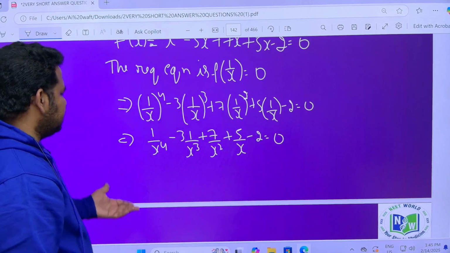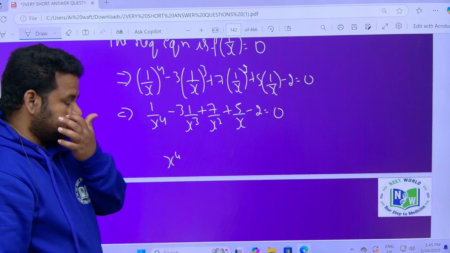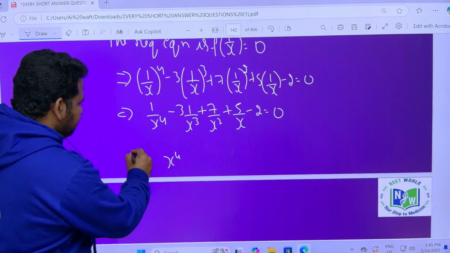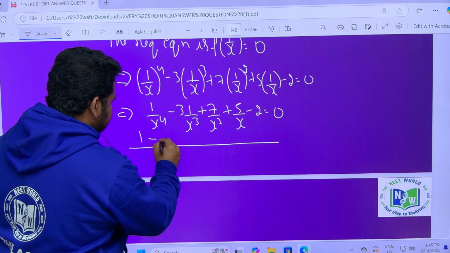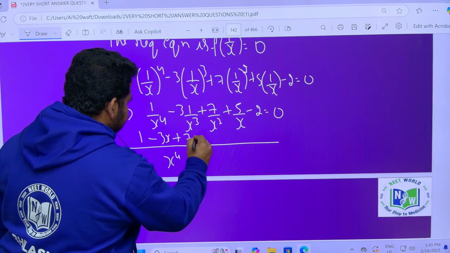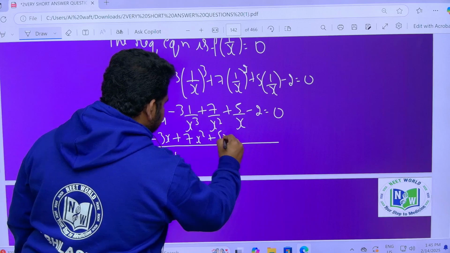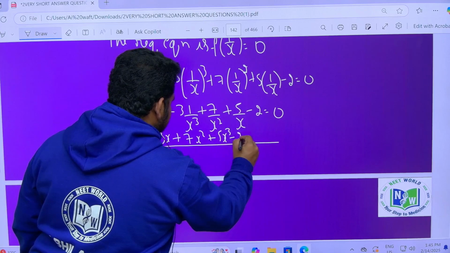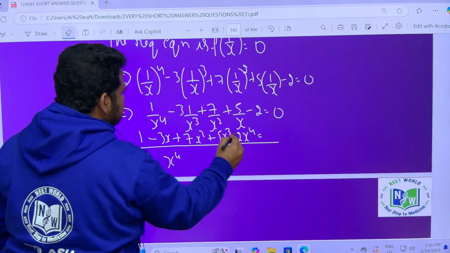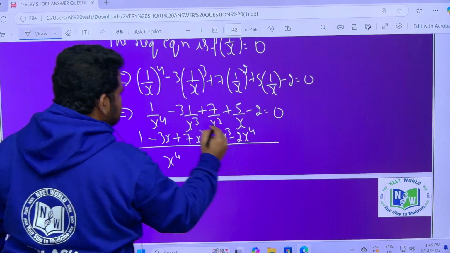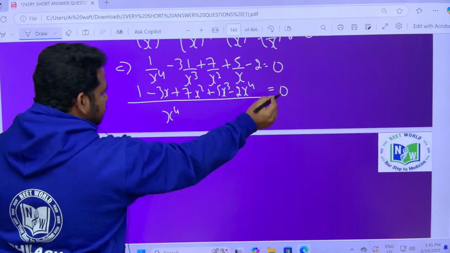Now we have to take the LCM. Here the LCM is nothing but x to the power of 4. See, friends, in such terms, the LCM will always be the term having the highest power. Here x to the power of 4. So here you will get 1 minus 3x, plus 7x square, plus 5x cube, minus 2 times x to the power of 4 is equal to 0.